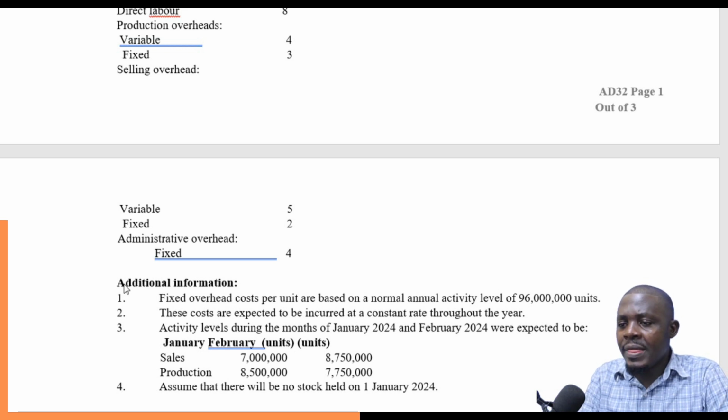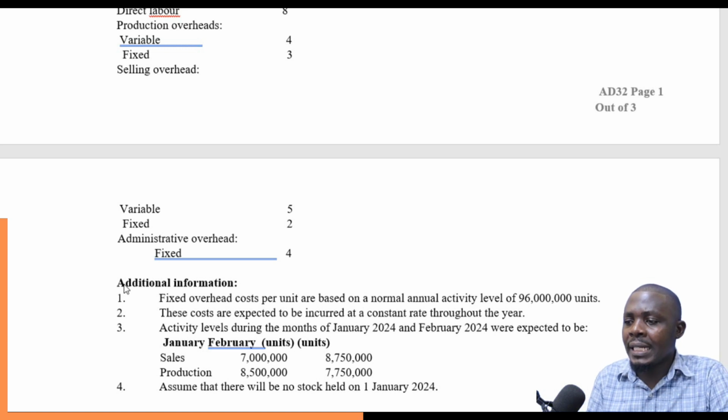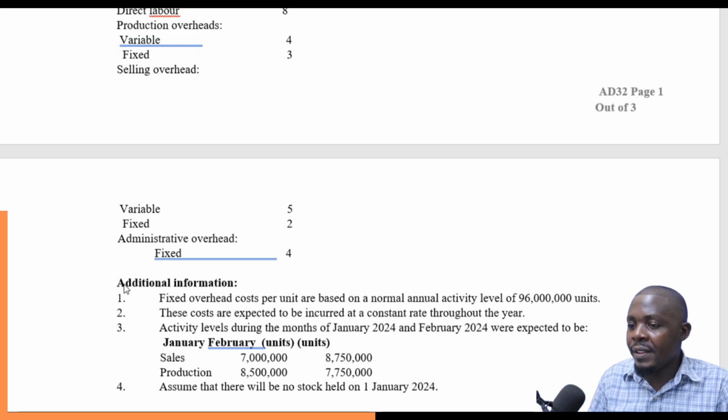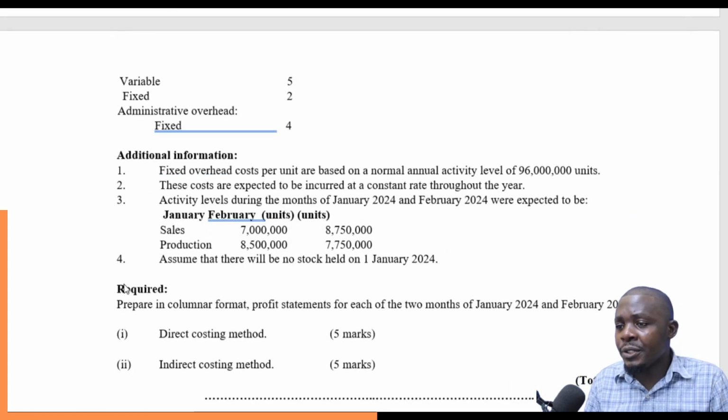Additional information. Fixed overhead cost per unit is based on the normal annual activity level of 96 units. Then we are told that these costs are expected to be incurred at a constant rate throughout the year. The activity level during January 2024 and February 2024 were expected to be as follows. We have January and February units given there. Assume that there will be no stock on 1st January 2024, meaning in January we don't have the opening stock.